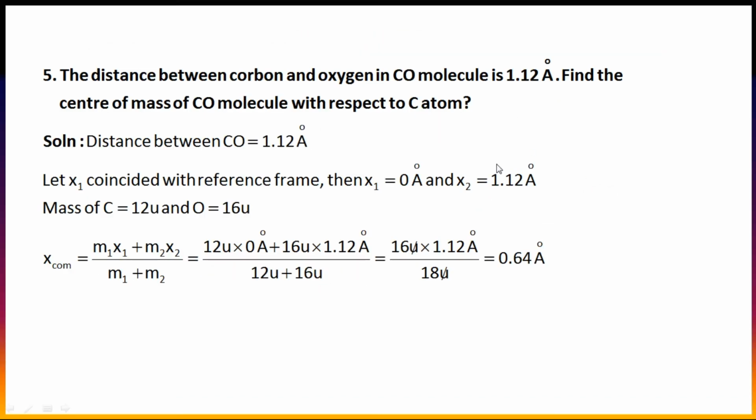In this problem, the carbon and oxygen are at a separation of 1.12 angstrom. Find the center of mass of the CO molecule with respect to the C atom. The distance between the two atoms is 1.12 angstrom. Let x1 coincide with the reference frame, then x1 is equal to 0 angstrom and x2 is equal to 1.12 angstrom. Then the mass of carbon is equal to 12 atomic mass units, and O is equal to 16 atomic mass units. Then xCOM is equal to 12 u into 0 angstrom plus 16 u into 1.12 angstrom by the total mass. We will get the first term as 0, and then we have the answer of 0.64 angstrom.